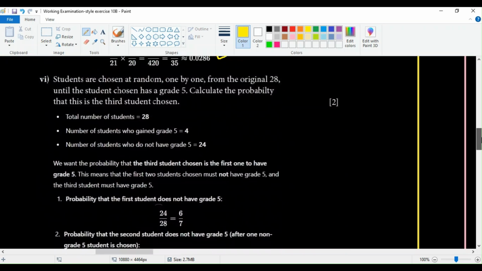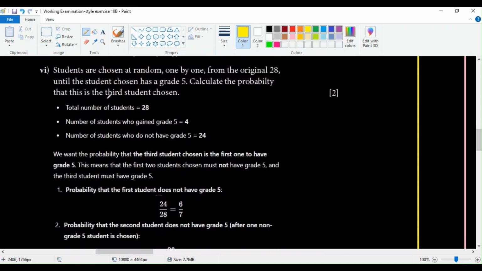Now comes: calculate the probability that this is the third student chosen. So that means 28 students, 4 are the students. Number of students who do not have grade 5 are 24. That means we want the probability that the third student chosen is the first one to have grade 5. This means the first two students chosen must not have grade 5 and the third student must have grade 5.